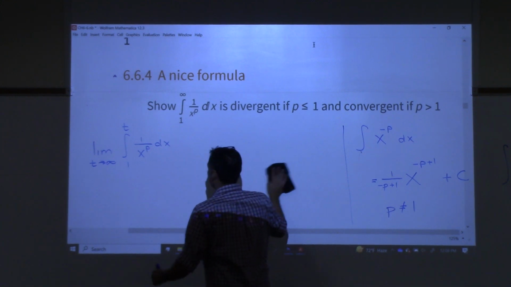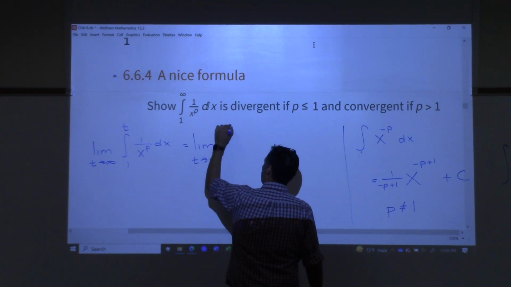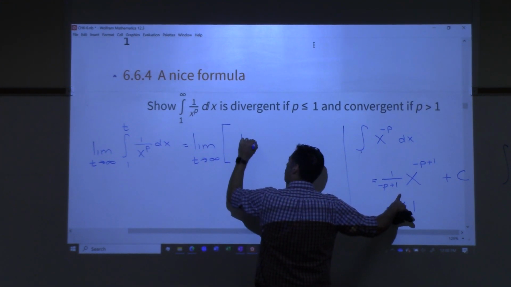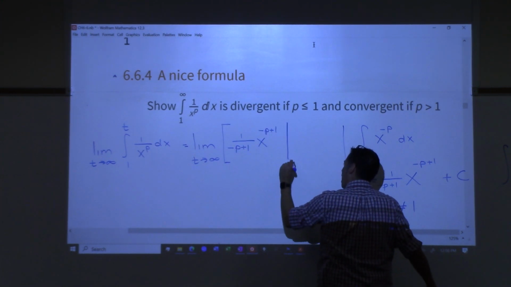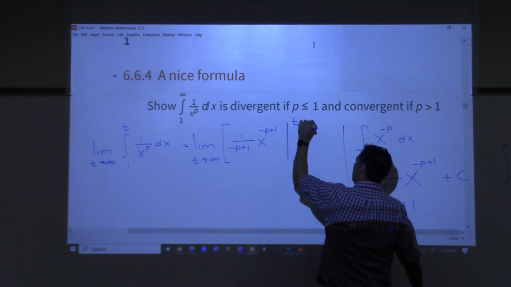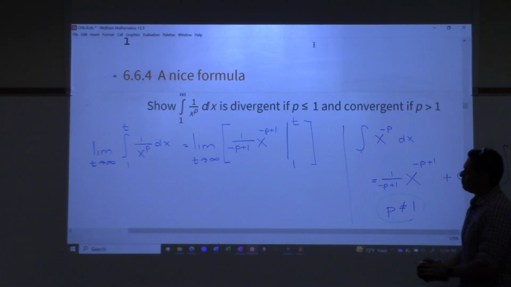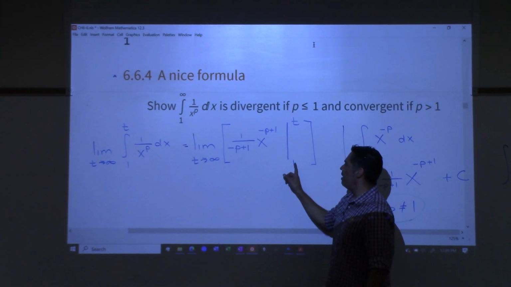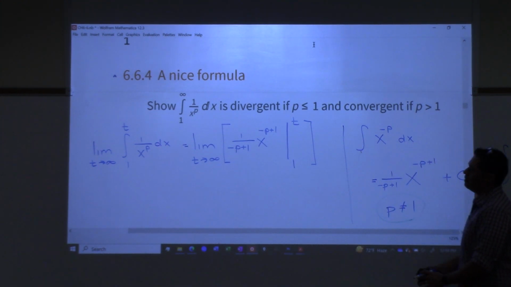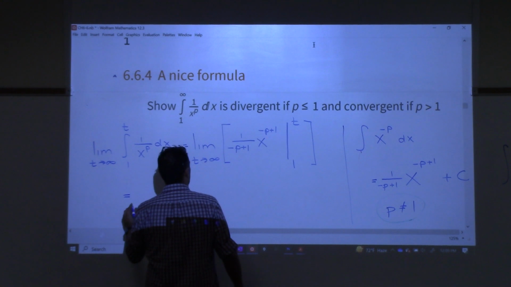Okay, come back over here. Equals the limit as t goes to infinity. All right, bracket. I'm going to write my antiderivative, which is 1 over negative p plus 1, x to the negative p plus 1. And I'm going to evaluate that from 1 to t, not p, right? And remember, I have a big asterisk here now: p is not 1. X can be 1, not p though. Okay, I'm going to keep going.